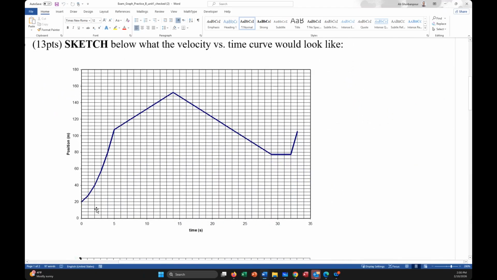You are standing 20 meters away from the origin at the beginning. Then speeding up to the right, because the velocity is positive, acceleration positive. And then moving with constant velocity to the right, and then constant velocity to the left. Stop. Constant velocity to the right. Make sense?